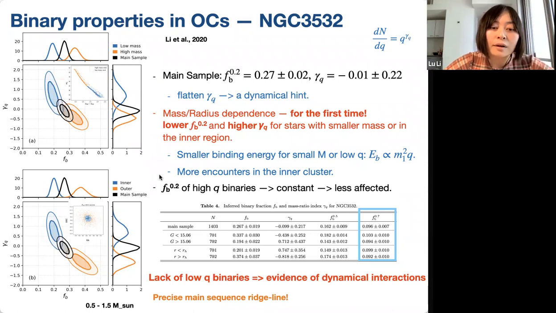So the binary fraction of higher mass ratio binaries is nearly constant for each subsample. This is because the high mass ratio binaries are less affected by the dynamical interaction. So the lack of low q binaries is the evidence of dynamical interactions in the clusters. And such a discovery is impossible without precisely determining the main sequence region line.